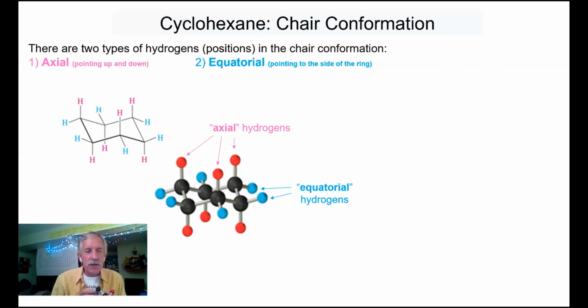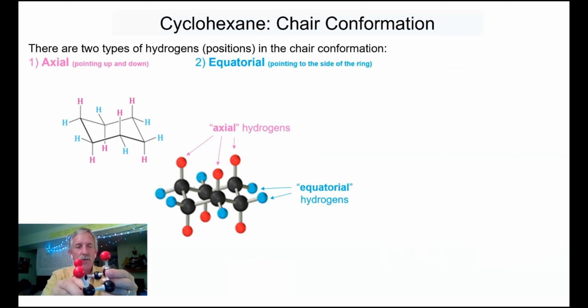Let's look a little more in detail. When you create this chair conformation, there are 2 different kinds of positions for the hydrogens. As you can see, they've been color-coded here. We have what are called axial positions. And I love that name because they are actually pointing straight up and down just like an axis would. And if you look carefully, every other carbon has a red hydrogen going straight up.